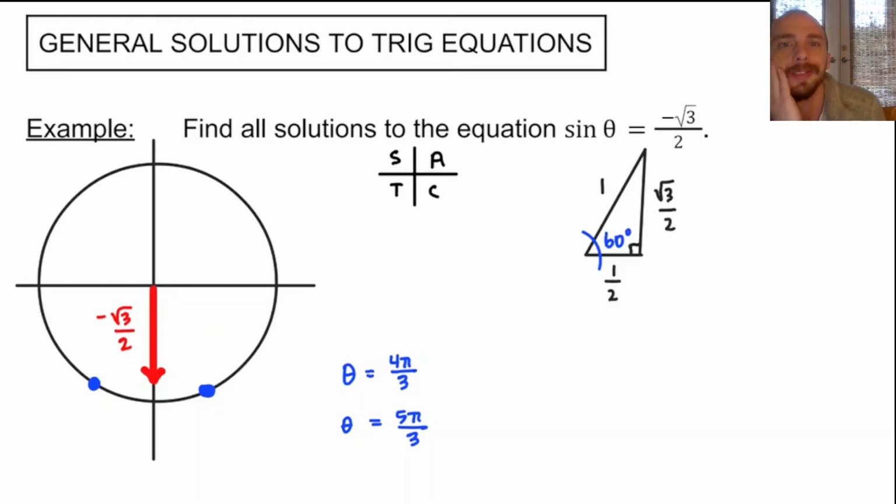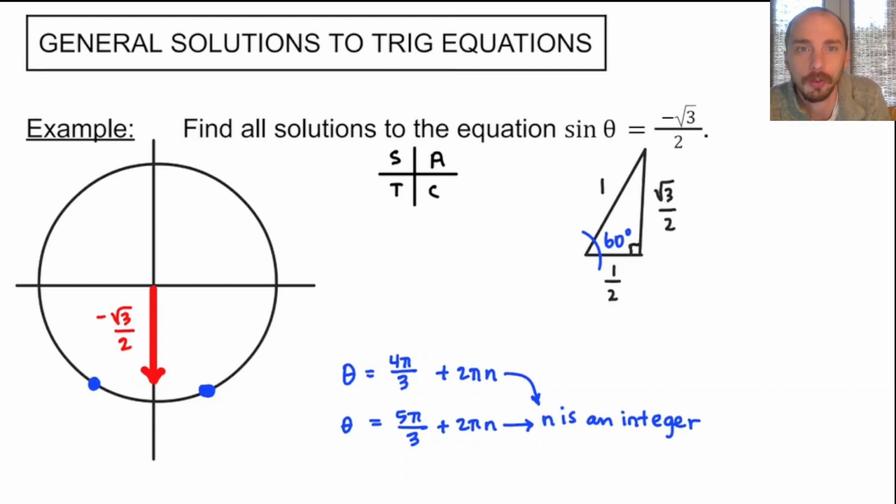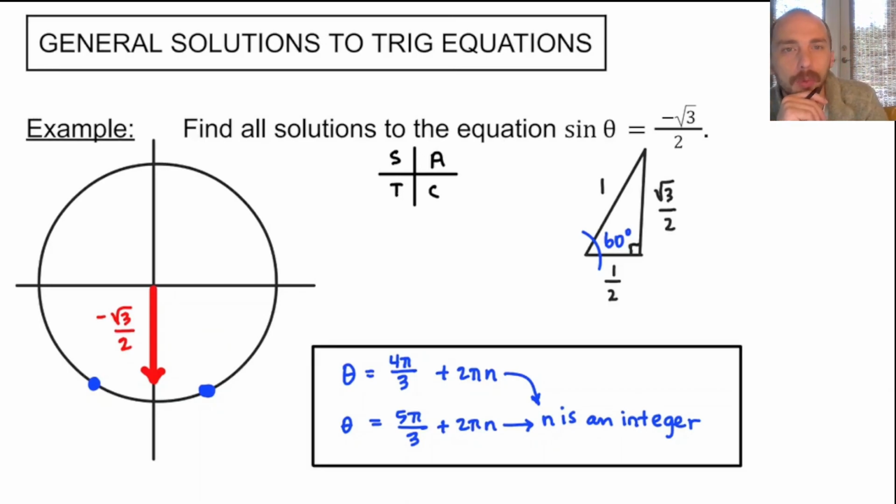But this said find all solutions. So we're interested in all angles coterminal to 4 pi over 3 and 5 pi over 3. Remember, coterminal angles are always separated by an integer multiple of 2 pi. So we'd say 4 pi over 3 and 5 pi over 3 plus 2 pi n, where n is an integer. We don't need the fancy symbol, we can just say it's an integer. That box there is what we're going to call the general solution to a trigonometric equation, the one that has the 2 pi n, or some other number of n's, as we'll see in a second.